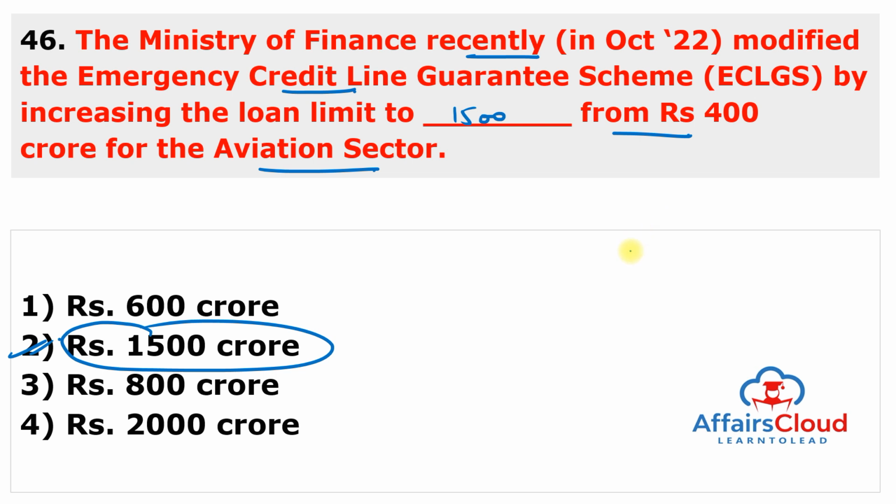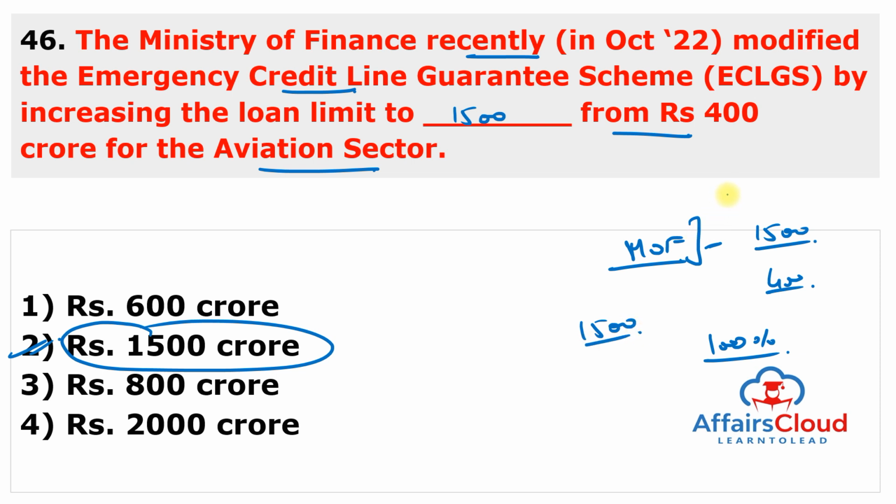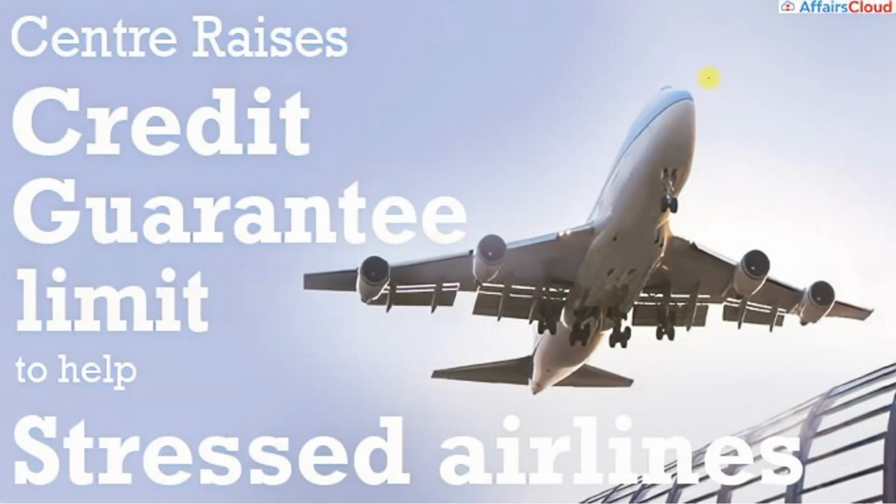The Department of Financial Services under the Ministry of Finance modified the emergency credit line guarantee scheme and increased the loan limit to rupees 1500 crore from rupees 400 crore to help the aviation sector over the cash flow problem. According to the modified scheme, an airline would be eligible for 100% of its fund-based or non-fund based loan outstanding or 1500 crore, whichever is lower. Earlier, the sector was allowed to borrow up to 50% of their highest fund-based credit outstanding or rupees 400 crore per borrower, whichever is lower. And other criteria, terms and condition parameters prescribed under the operational guideline of this scheme in August 2022 will be applicable. Moving to next question.